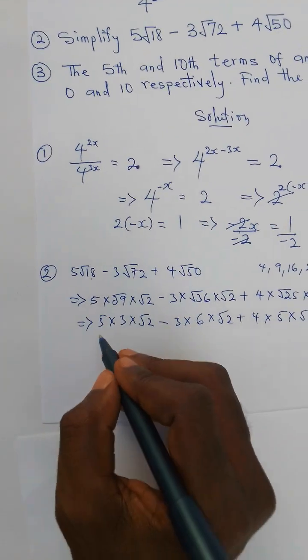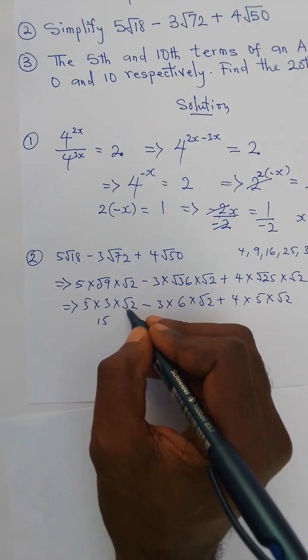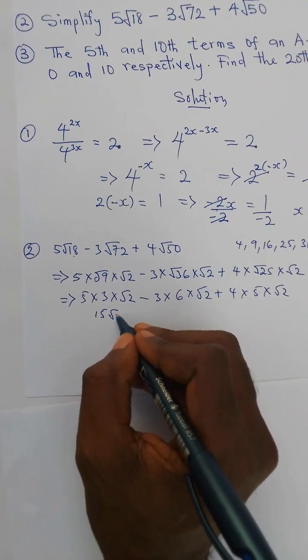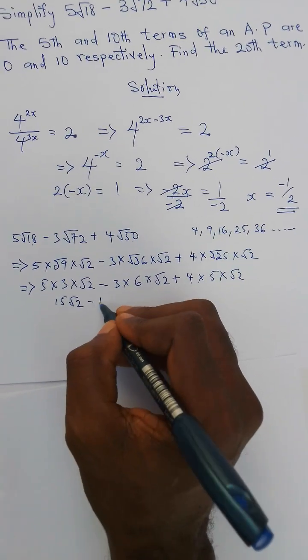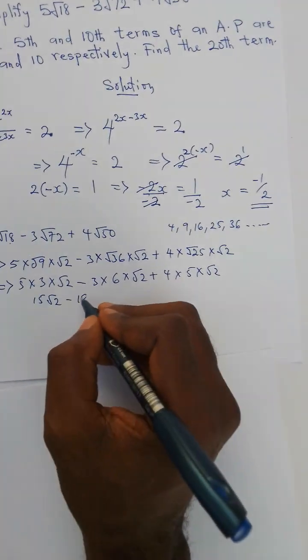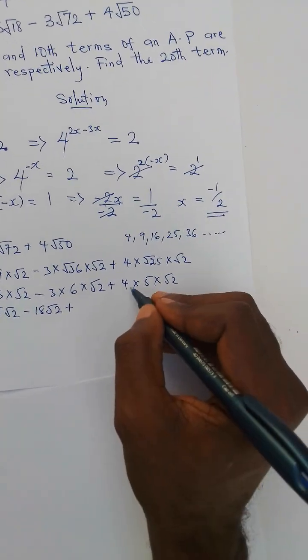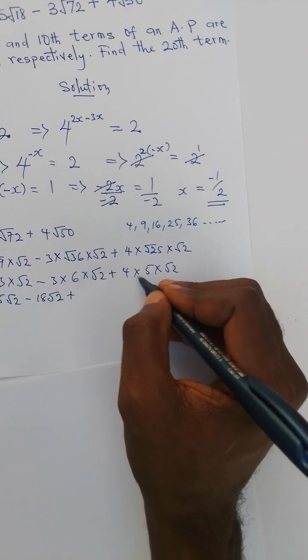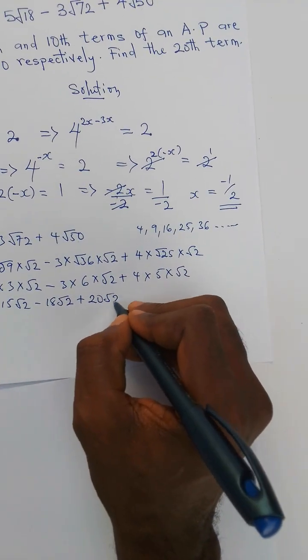Now we multiply 5 by 3, which is 15. 15 times this root 2 will give us 15 root 2, minus 3 times 6, which is 18. 18 times root 2 gives us 18 root 2, plus 5 times 4 is 20. 20 times root 2 gives us 20 root 2.